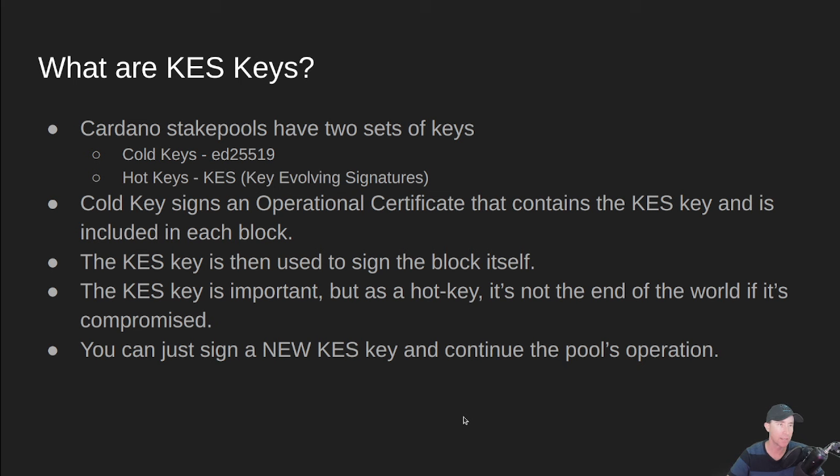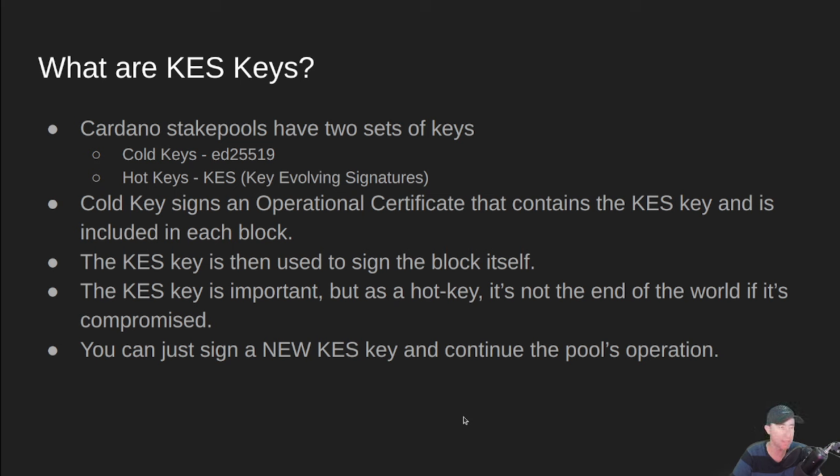So what are KES keys? On Cardano, stake pools have two sets of keys. Well, three keys, but we're going to talk about two of them today. They have a cold key, which is a standard ED25519 key, and these you want to keep very secure, very private. And then we also have what are called hot keys, or KES keys. KES stands for Key Evolving Signatures.